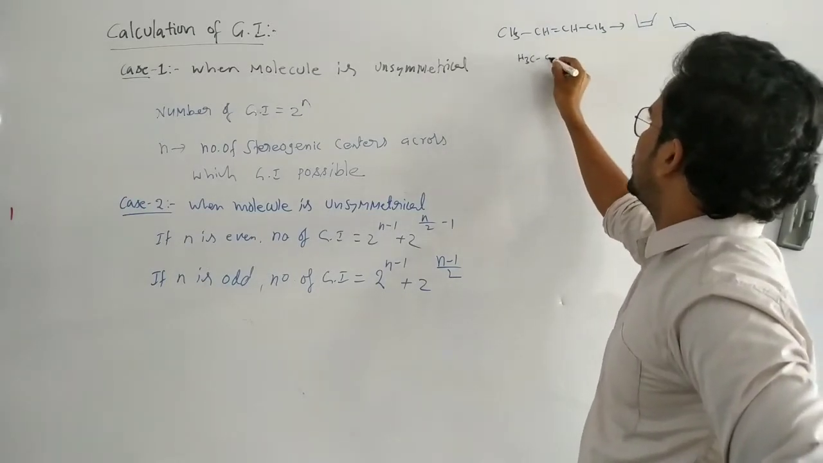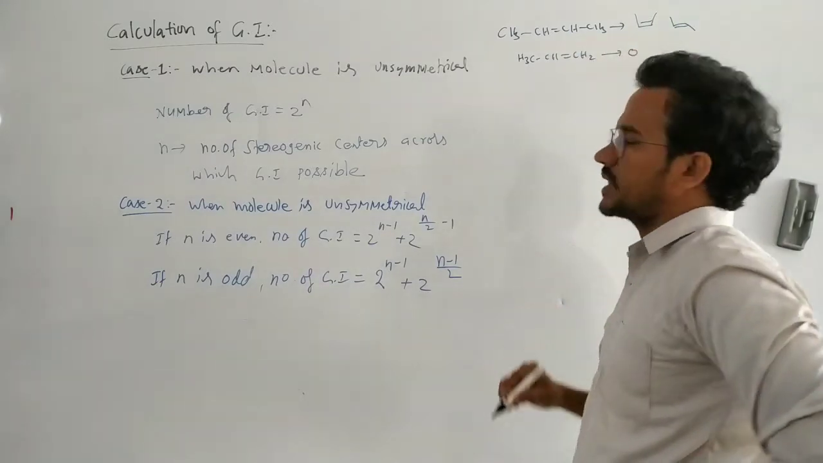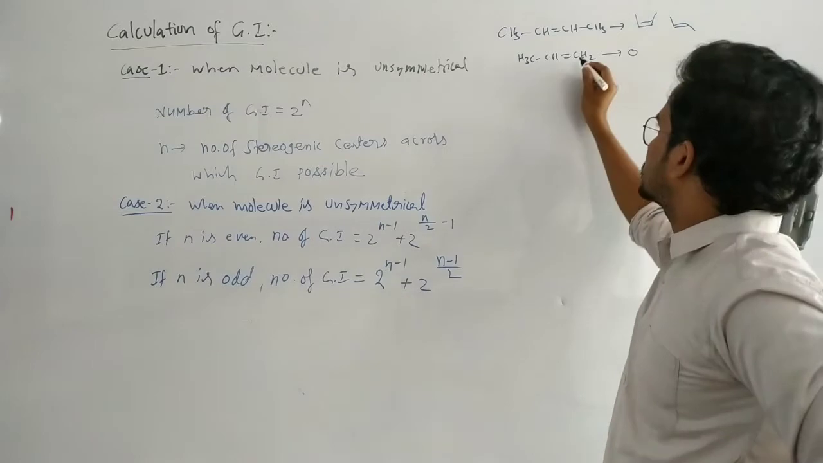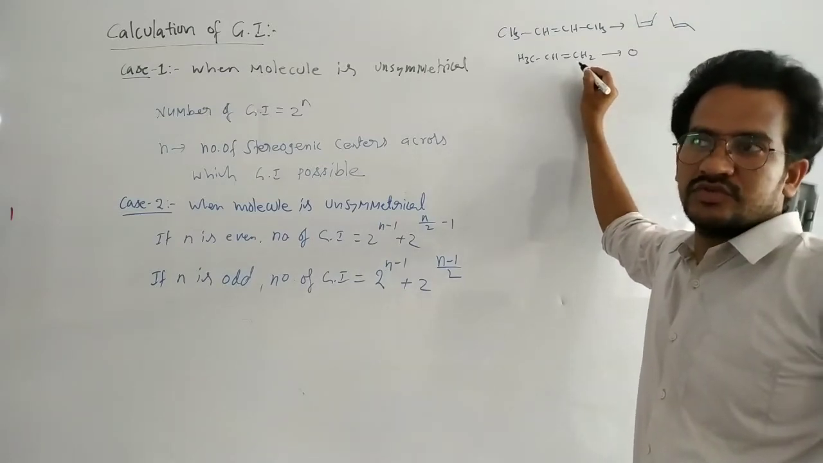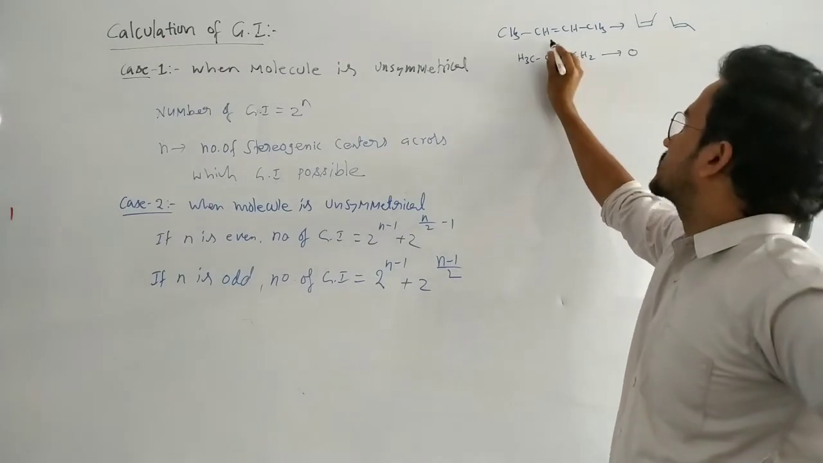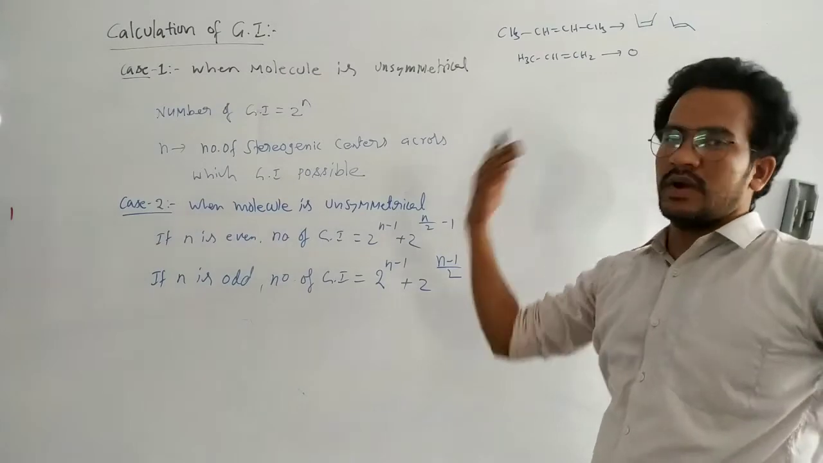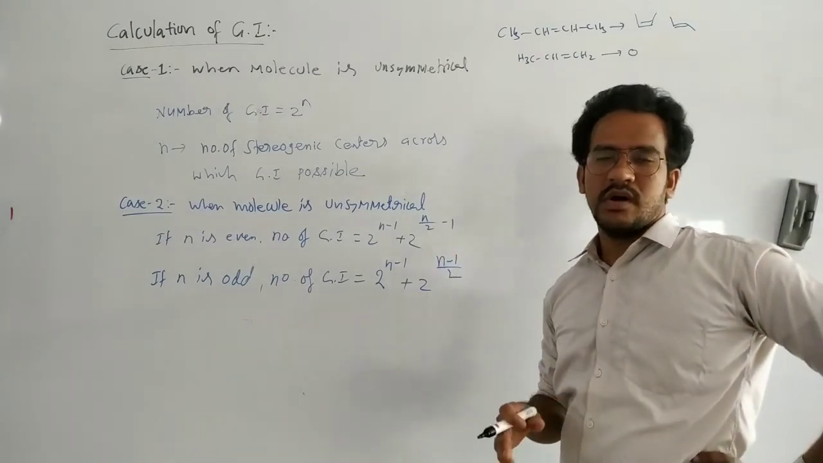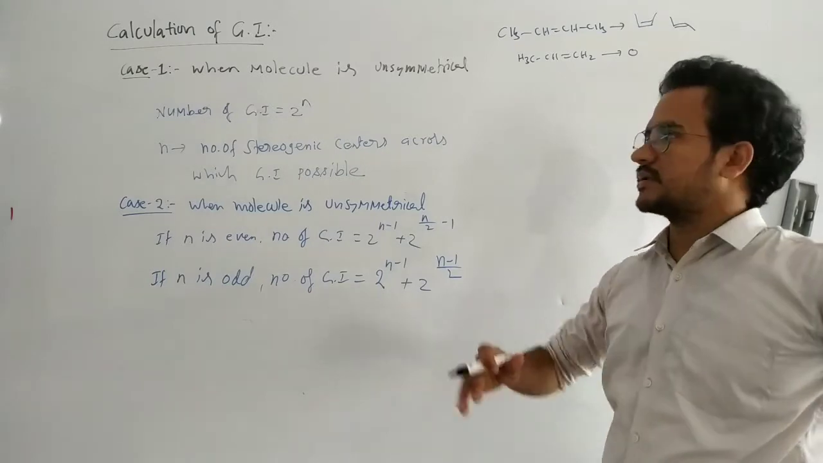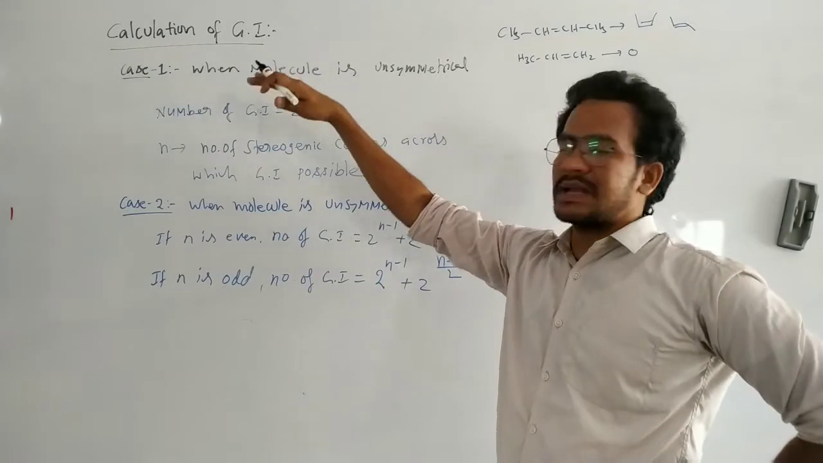Now CH3CH double bond CH2. For this one, zero geometrical isomers, because on this carbon there are two similar groups, there is no existence of geometrical isomerism, so zero. Here in the earlier case it exists in cis and trans forms. Now if there is more than one double bond, depending on the structure of that polyene, we can calculate the geometrical isomers. Here, we consider when the molecule is unsymmetrical.